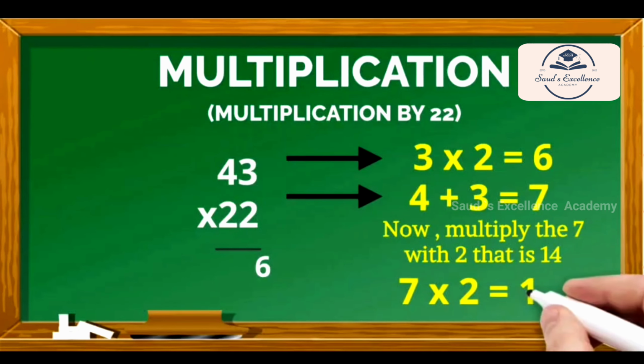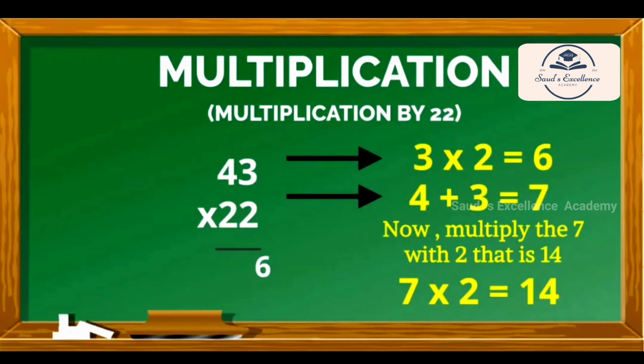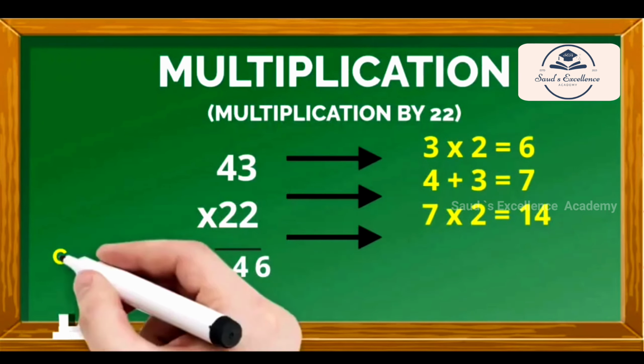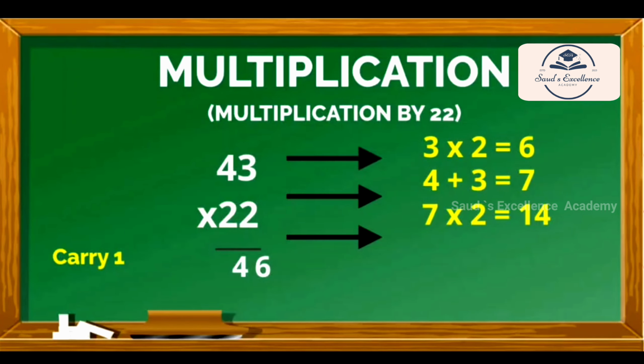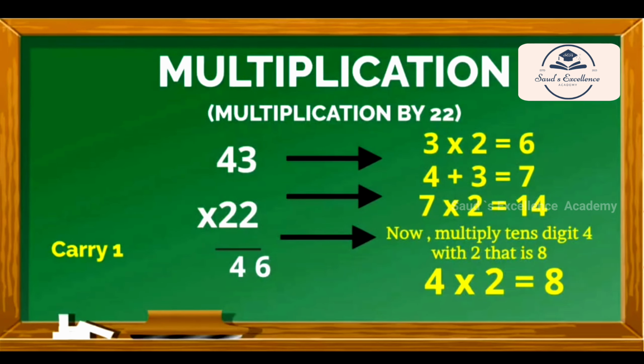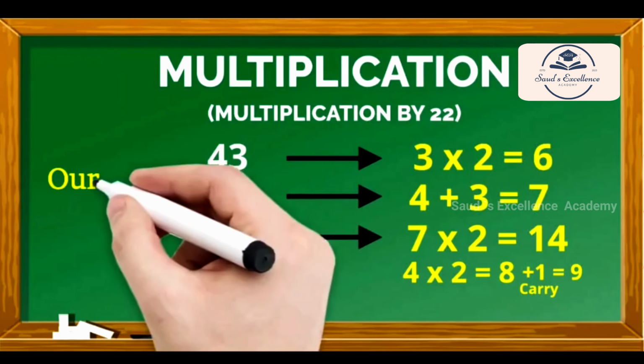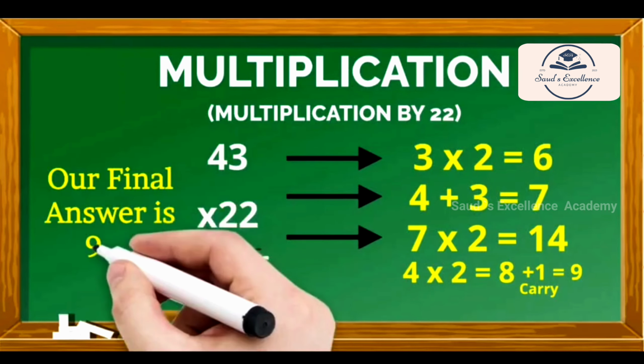Now, multiply the 7 with 2, that is 14. For 14 now, we write 4 and carry 1. Now, multiply tens digit 4 with 2, we get 8. Now we add carry 1 equal to 9. And we write 9. And therefore our final answer is 946.